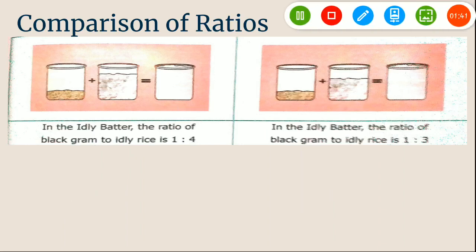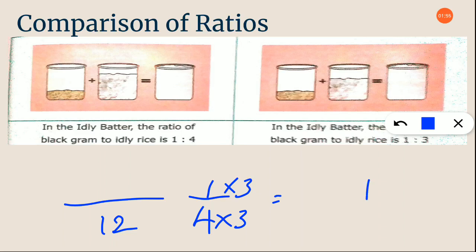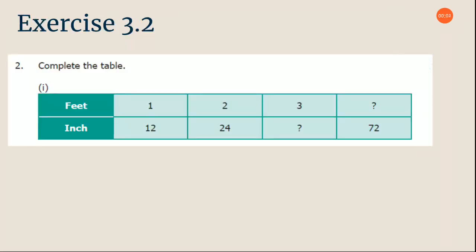For 1 by 4 and 1 by 3, we are going to take the LCM. If we take the LCM, it will be 12. So for 1 by 4, we have to multiply by 3 to make the denominator the same. And for 1 by 3, we are going to multiply and divide by 4 to make the denominator the same. So the answer will be 3 by 12 and 4 by 12. Now, is it easy to say which one is greater? 4 by 12 is the greater portion. So this one has the greater portion. Okay, clear? Look at this exercise sum.